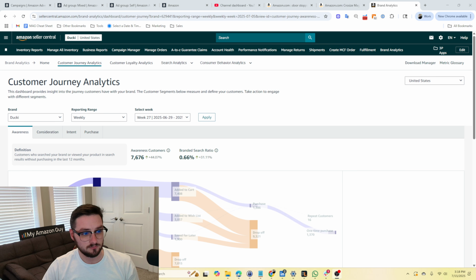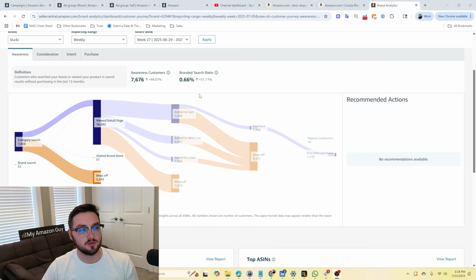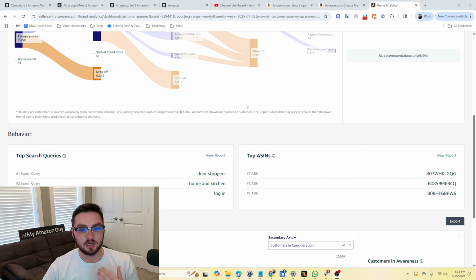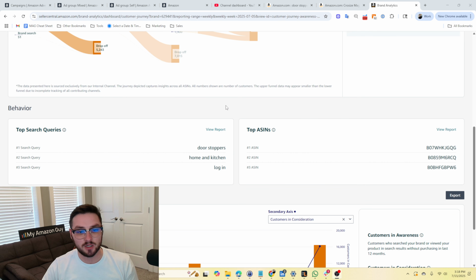And these audience targeting groups will be based off of Amazon's own internal perception. They have a set of criteria for every single one, and I'll actually pull up our brand analytics right here, where you can see within the brand analytics, you have a bunch of different categories, right? So we have the awareness type, we have our consideration, our intent, and our purchase, right? So that is the entire funnel that we have across the board as well.